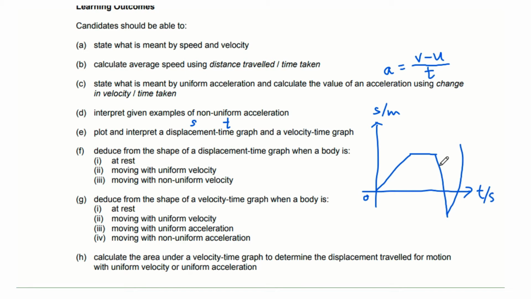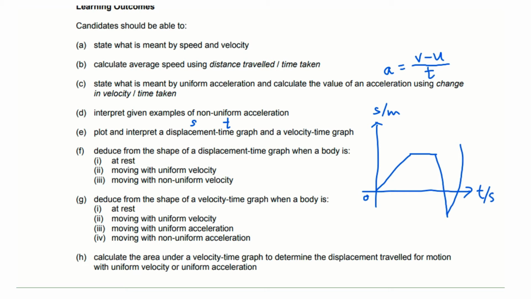Then we have this line going down. It's a straight line, so the velocity remains constant. Then we have a curve here, meaning that the velocity is not constant. And because the gradient of the curve is getting steeper, we know that it is moving with increasing velocity. So this is a displacement time graph. From it, apart from being able to tell displacement, we can also tell velocity, because the gradient of the graph is equal to velocity.